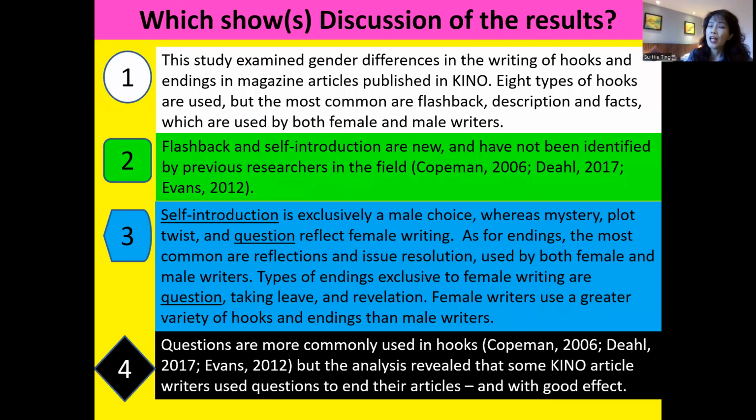I show you 4 sentences and let you see which might be discussion of results. I think you will pick number 2, the green color, and number 4, the black color, because there are citations of other people. And it is correct, but this is only the first sentence, and we need to go into a detailed comparison of our results with their results.